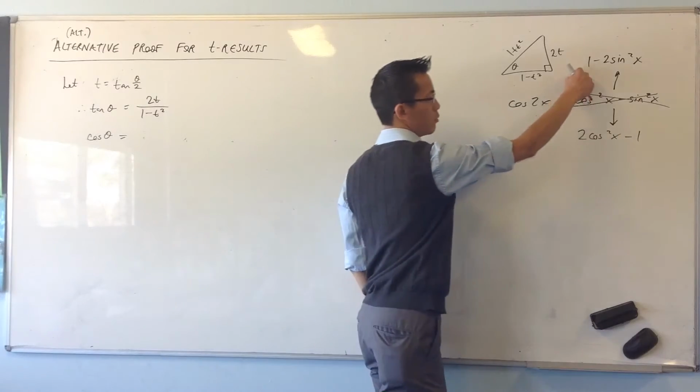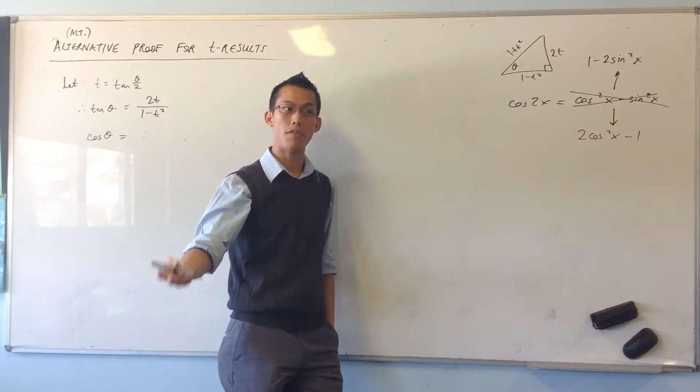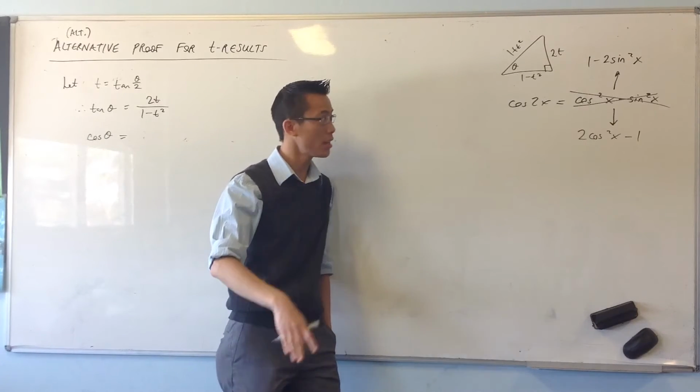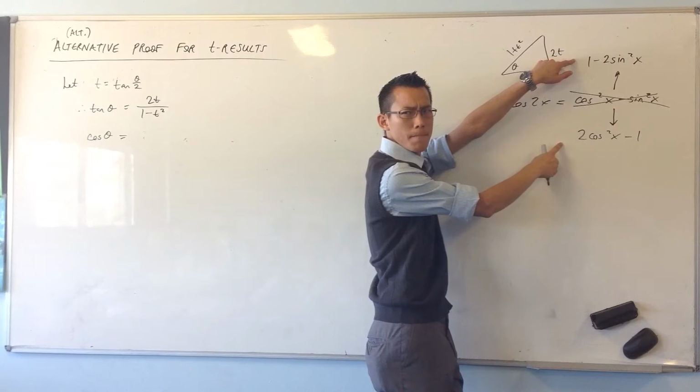So then your option is, which of these would be more useful? Now remember, since we're trying to get things in terms of tans, which of these would be easier to turn to something in terms of tans?